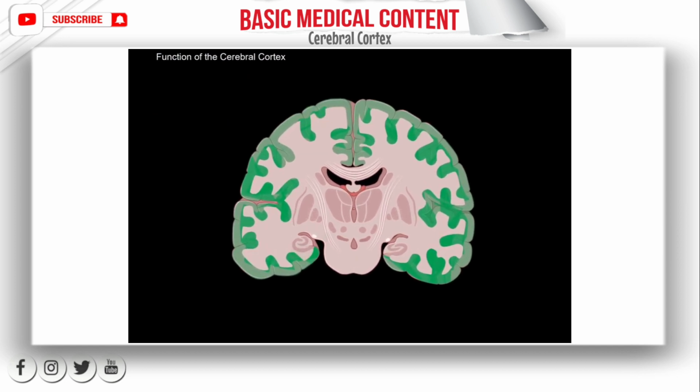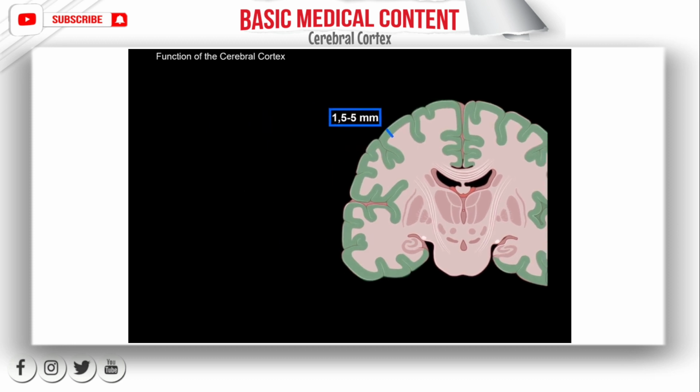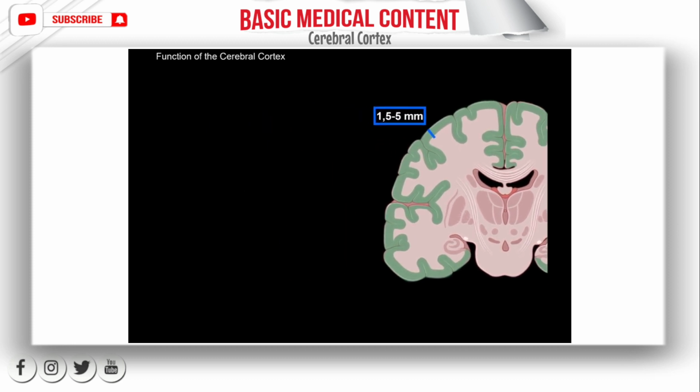So, the cerebral cortex is a highly folded sheet of neurons which have a thickness of around 1.5 to 5 millimeters, depending on the region you're measuring. Now, why do you think the cerebral cortex differ in thickness along different regions? Well, to understand that, we need to have a basic understanding of the cortex layers.